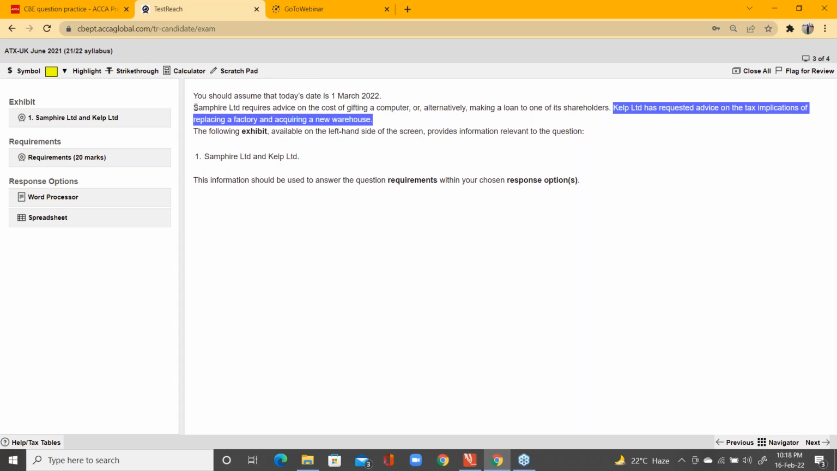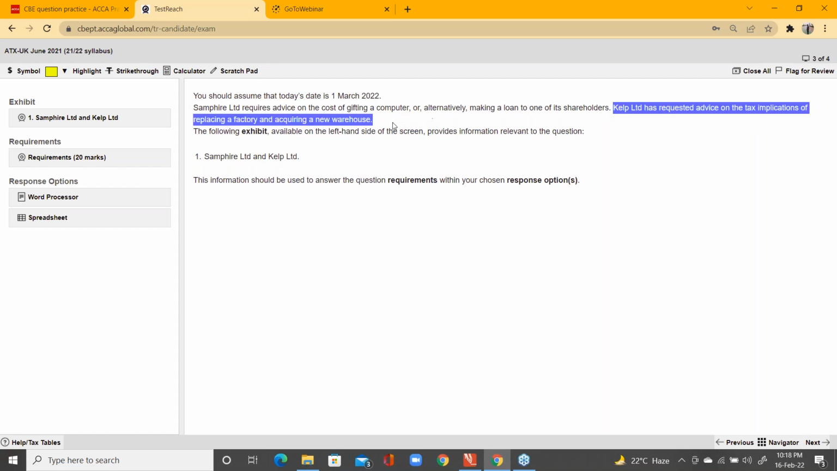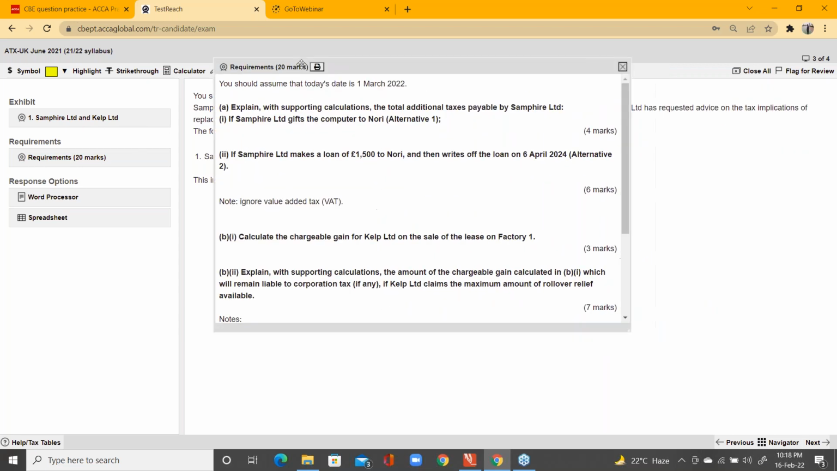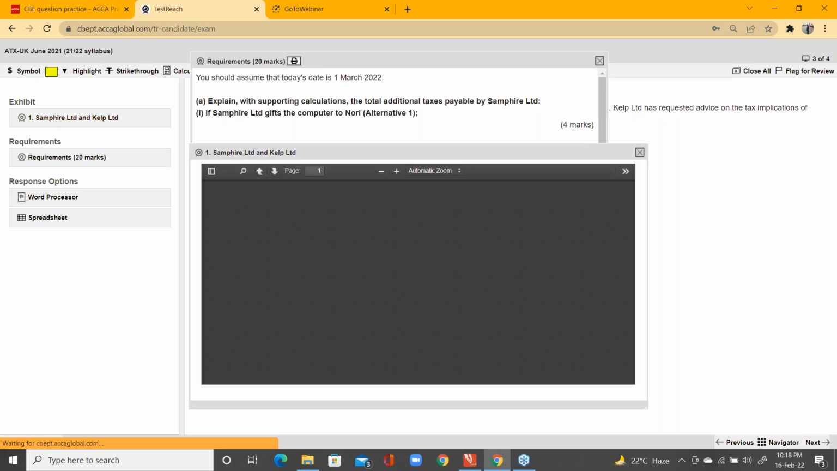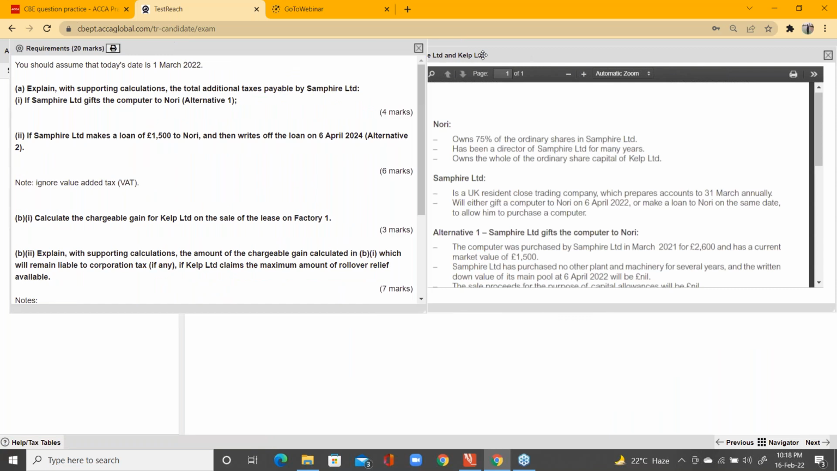Now we are clear with the things. For S Limited, we have to do the things according to the closed company concept, and for K Limited, we have to keep in mind rollover relief or the holdover relief and all that, and the partial reinvestment or the complete reinvestment. Now, the requirements of the question. After these requirements, I will open this and cover the reading from the relevant exhibit.